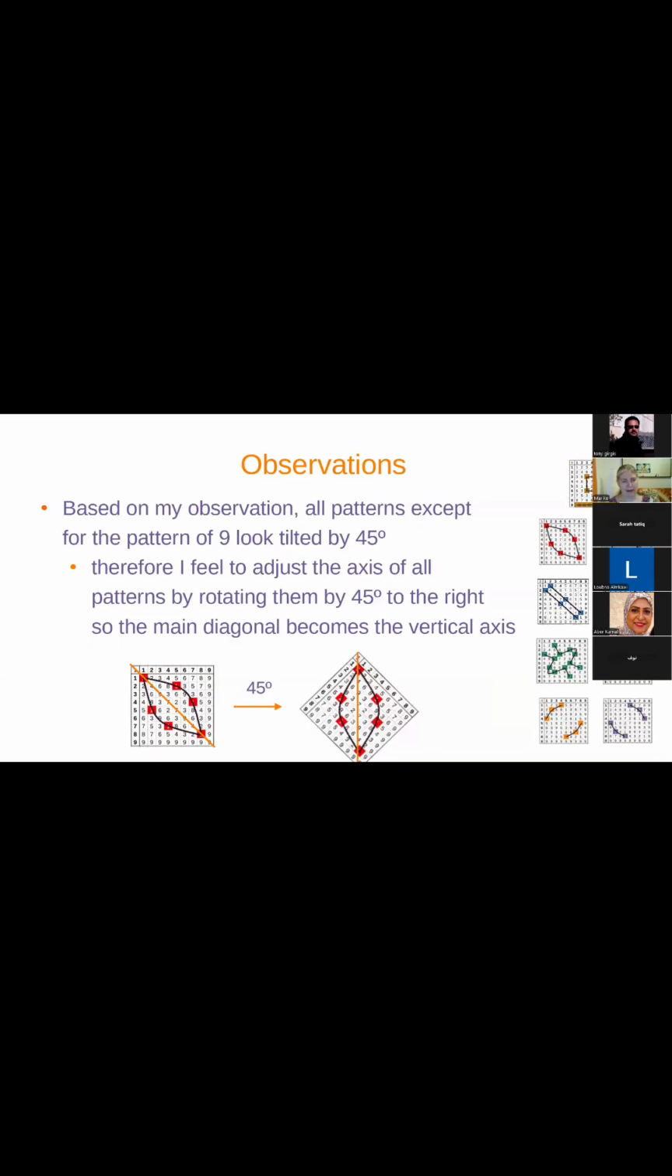Based on my observation, all patterns except the pattern of number 9 look tilted by 45 degrees. Therefore, I feel like adjusting the axis of all patterns by rotating them by 45 degrees to the right so that the main diagonal becomes the vertical axis. An example is shown here for pattern number 1: the 45-degree erect shape. So 45-degree rotated shapes look like this.